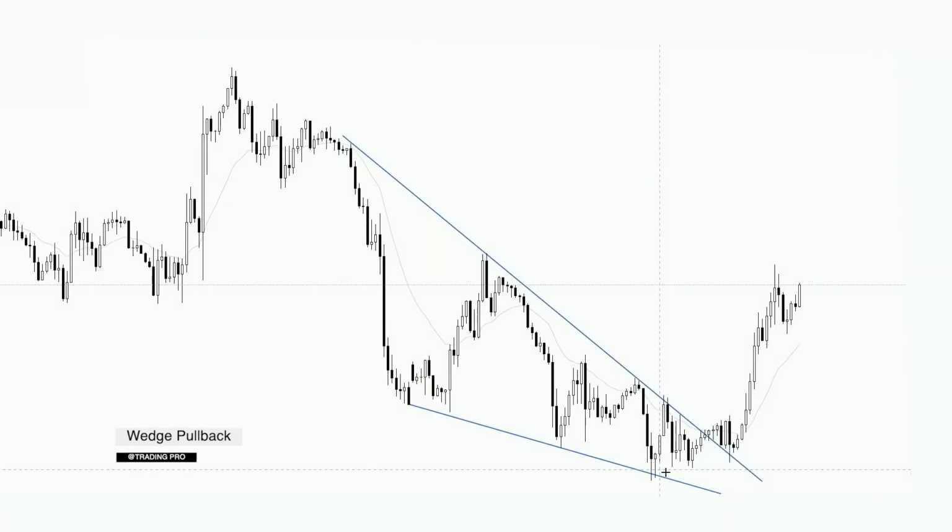Let's start with an example of a wedge pullback and discuss the problems you may encounter in actual trading. Please note, in actual trading, we rarely encounter such a standard wedge. Most wedges are composed of 3 pushes. As long as these 3 pushes form something similar to a wedge, we trade it as a wedge.